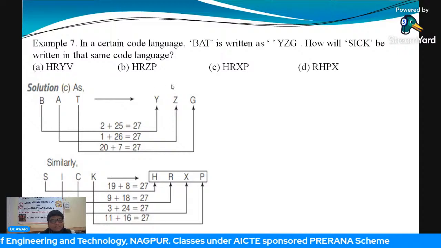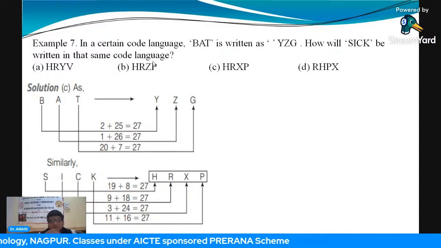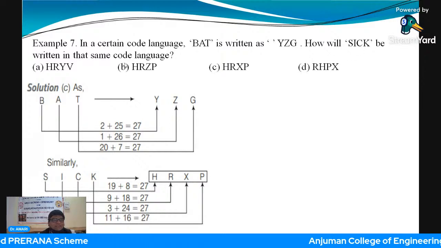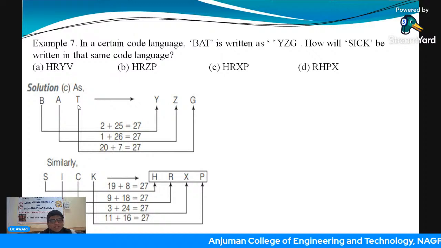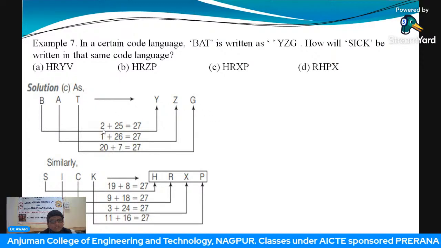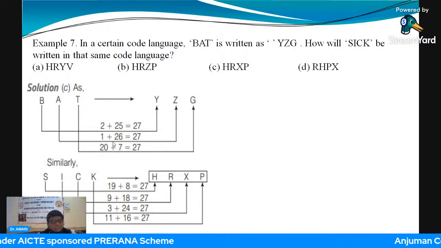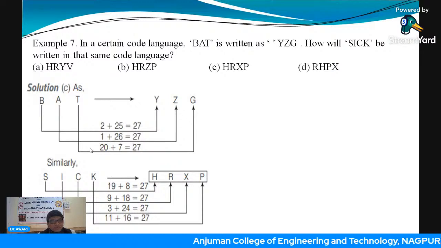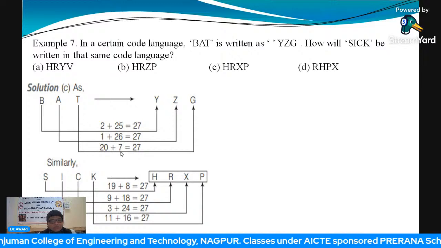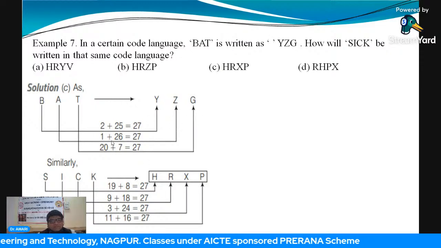Example 7. In a certain code language, BAT is written as YZG. How will SIG be written in that same code language? So here BAT, what I have plotted, and here YZG, here I have plotted. So B is 2 plus 25 is equal to 27. 2 plus 25, 27 difference is maintained. 1 plus 26, A is alphabet 1 and Z is alphabet 26, so 27. Here T is 20 and G position is 7, 27. So we got the logic.